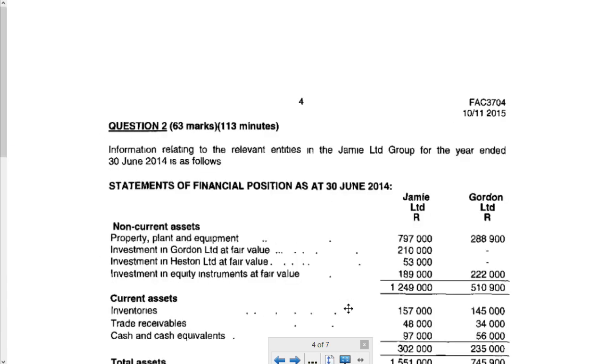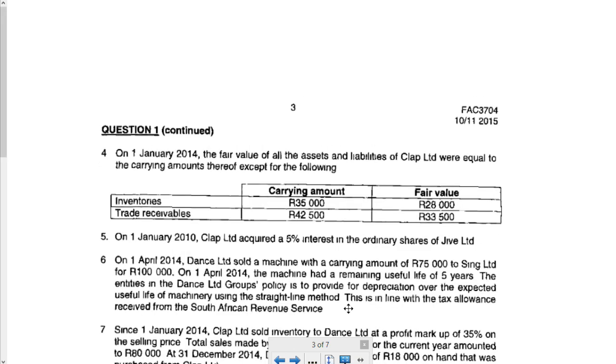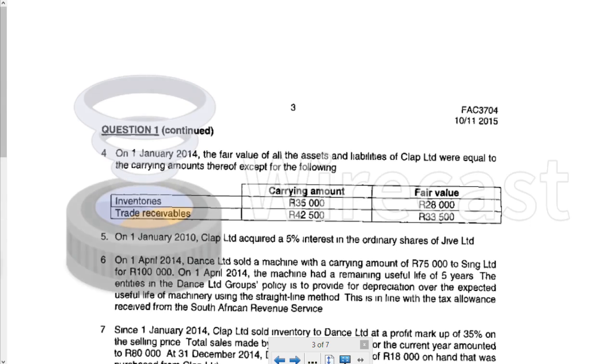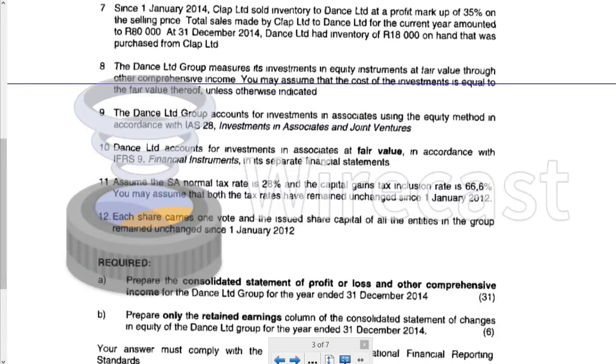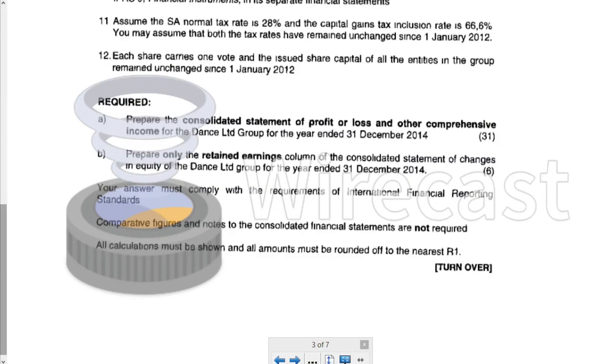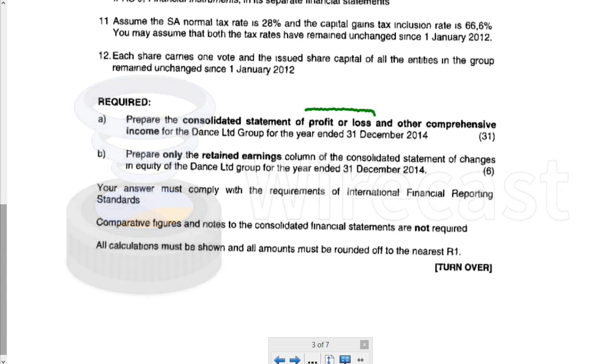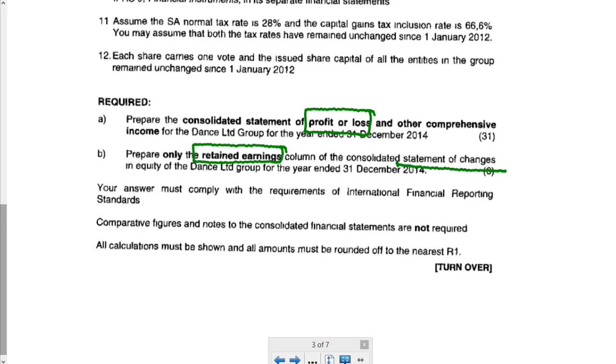Question 1 is for 37 marks. I like to start with the required, as you know. So we go to the required of question 1. The required asks you to prepare a consolidated P&L and other comprehensive income, and then asks you to do just the retained earnings column of the statement of changes in equity for 6 marks.